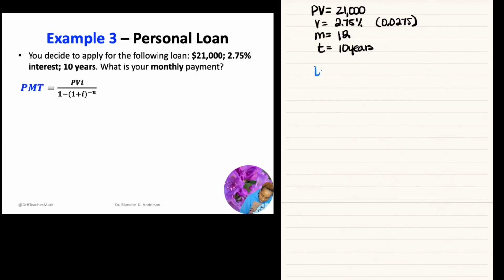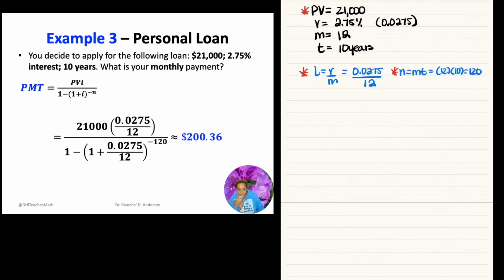So my I is R over M, so it's going to be 0.0275 divided by 12, and my N is M times T, so that's 12 times 10, which is 120. So all the pieces you need, and you'll plug those into the formula. So 21,000, and then 0.0275 over 12, divided by, same thing, 1 minus 1 plus that to the negative 120.